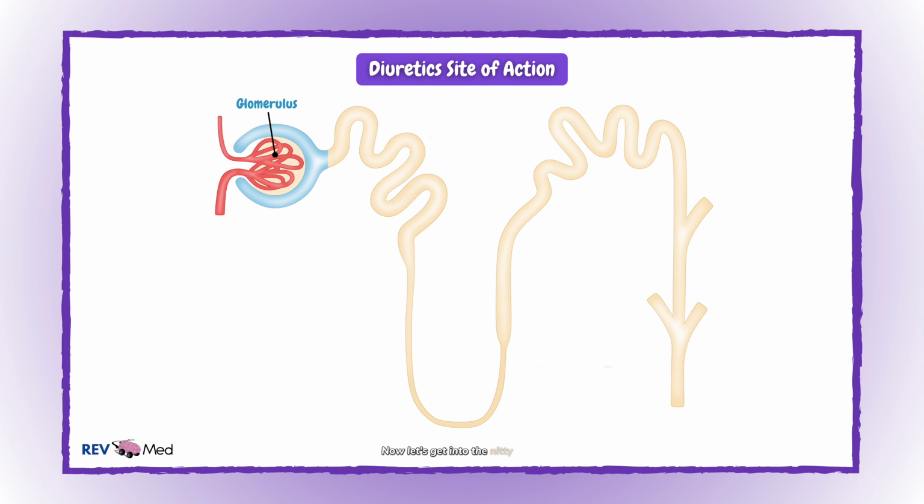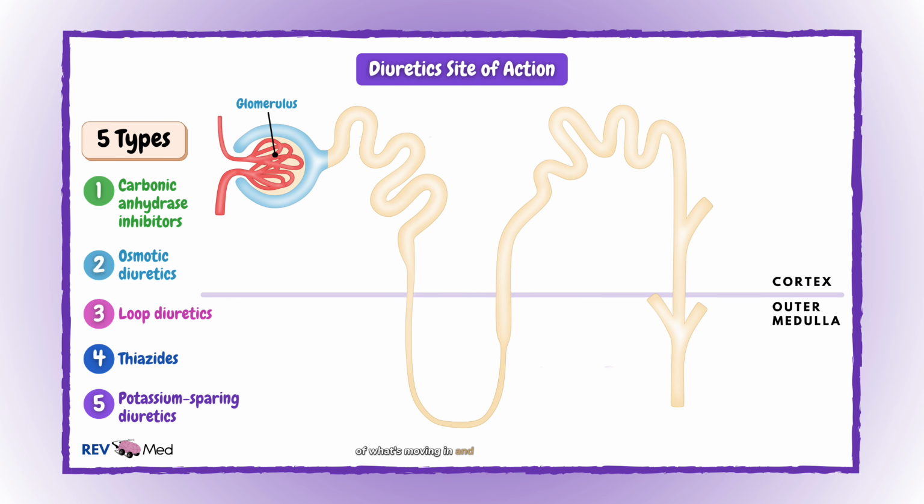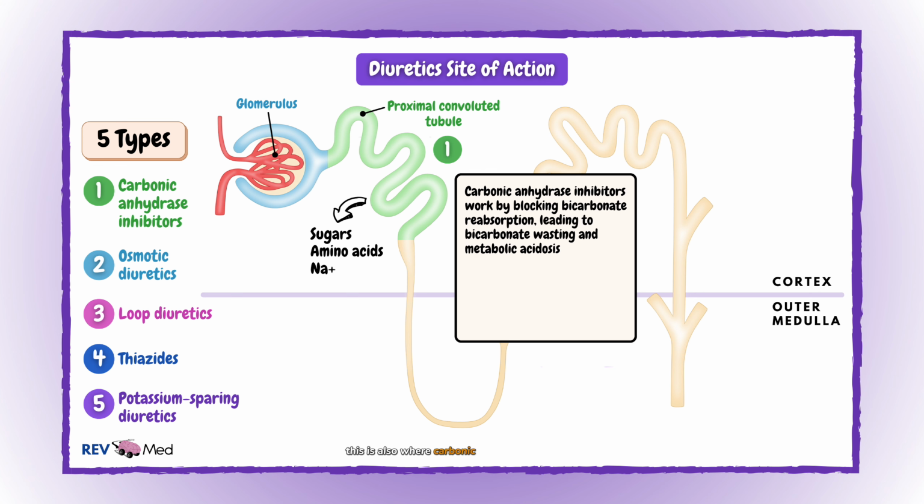Now let's get into the nitty-gritty of what's moving in and out of the nephron. This is where the magic happens, and understanding these details will help you crush questions on diuretics and electrolyte imbalances. Starting in the proximal convoluted tubule, PCT, we've got reabsorption of sugars, amino acids, and sodium. This is also where carbonic anhydrase inhibitors like acetazolamide work.